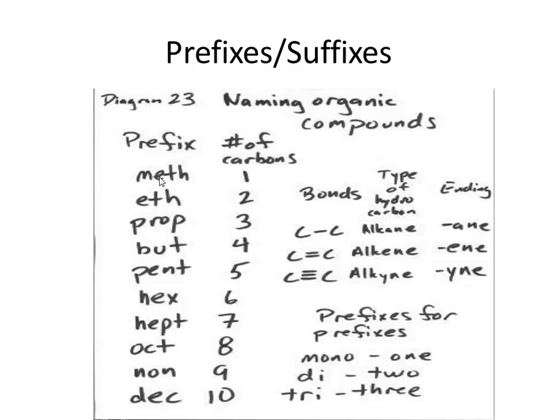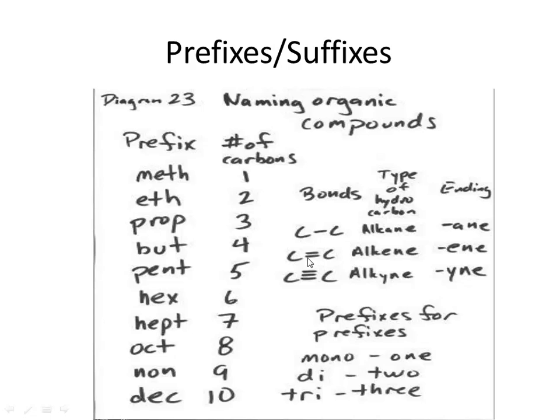So if you have a prefix with something with 8 carbons, it's oct. And if it's all single bonds, it's going to be octane. It's called an alkane. So if you have all single bonded carbon, it's going to be like ethane, methane. Propane is one that you commonly see. That's C3H8. It's all single bonded.